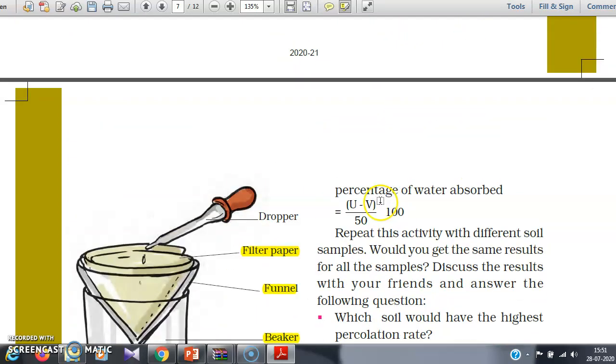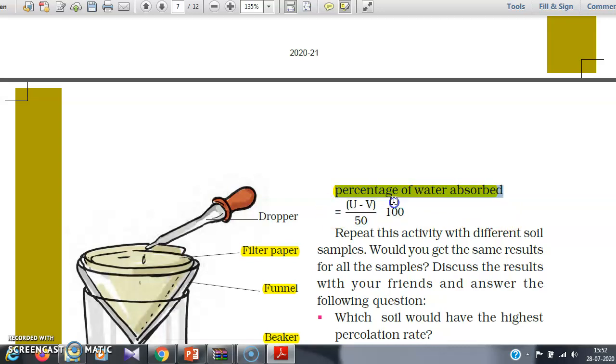So, percentage of water absorbed. U minus V is what 50 gram of soil absorbed. So, 1 gram of soil is absorbing (U minus V) by 50, and the percentage is (U minus V) by 50 into 100. So, percentage of water absorbed we can get using this formula.